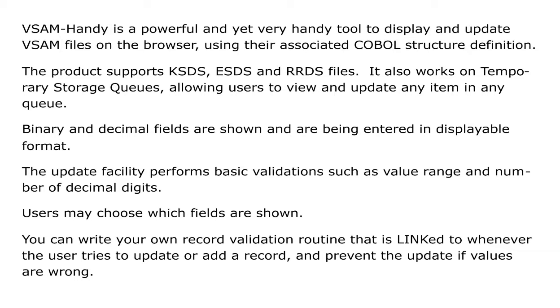Binary and decimal fields are shown and are being entered in displayable format. The update facility performs basic validation such as value range and number of decimal digits. Users may choose which fields are shown. You can write your own record validation routine that is linked to whenever the user tries to update or add a record and prevent the update if values are wrong.